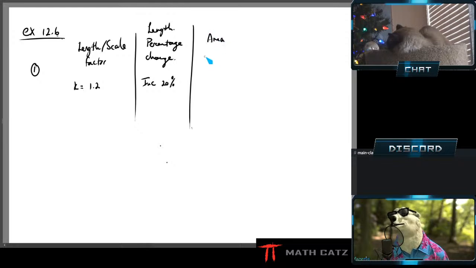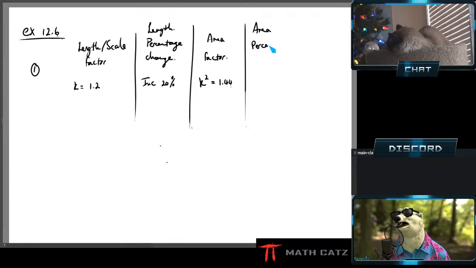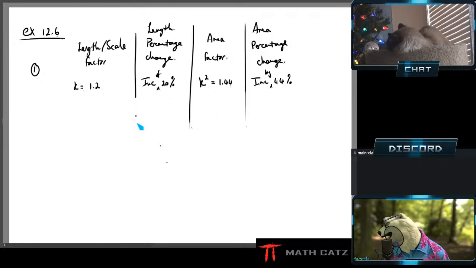Then I want to know by what factor does the area increase? That's going to be k squared. Now, because that's a 12, I can do it in my head and get 1.44. I think we've seen this one before. I can then interpret the area percentage change as an increase by 44%. Let's say here an increase of, or an increase by, whatever word you want to use. Just interpreting the appropriate factor. I'm not calling it the scale factor because I want to separate these two, length dimension and area dimension, in my mind. So we have our headings here. We'll keep these pieces.